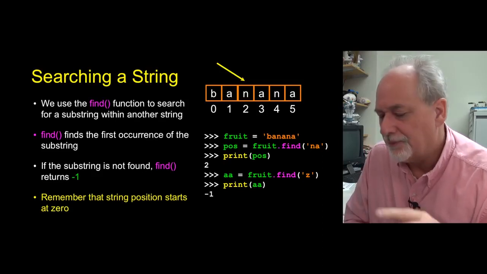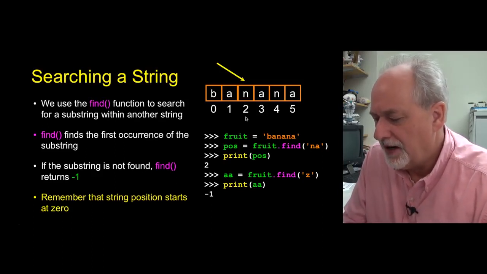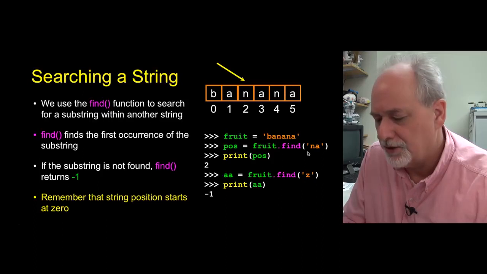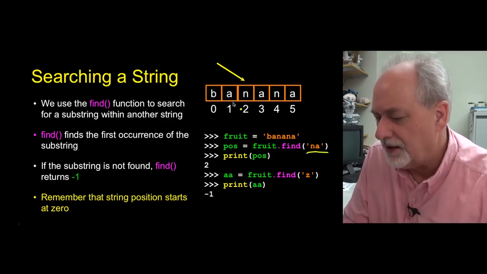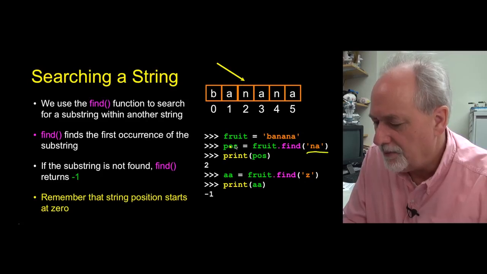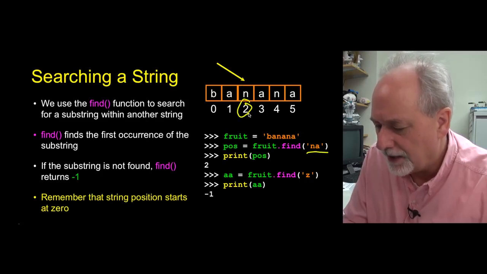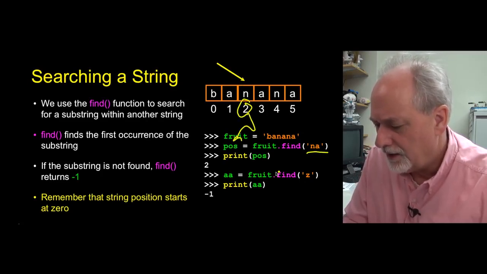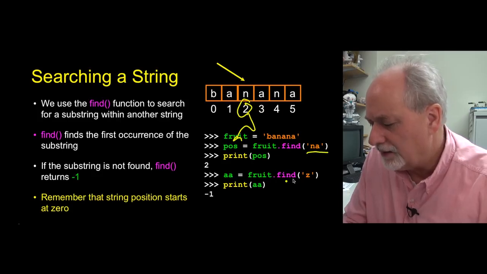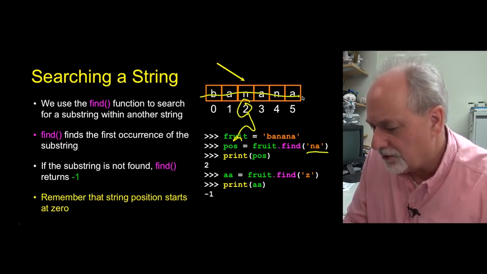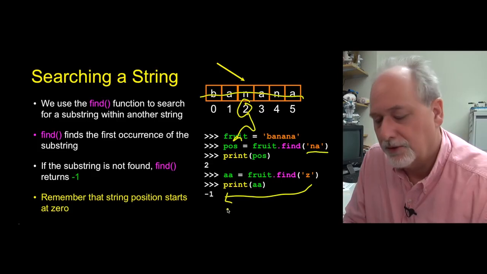So the find operation says find me a substring within a string. Find me the first 'na' and give me back the position. So that gives me back 2. And then I can say, go find a 'z' in there. Well, there's no 'z', and so it returns me -1. So that's what the find does.